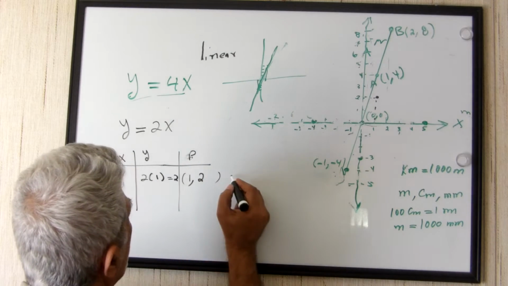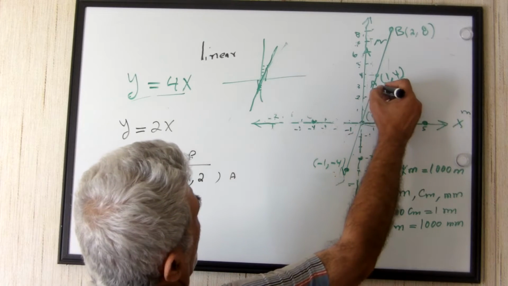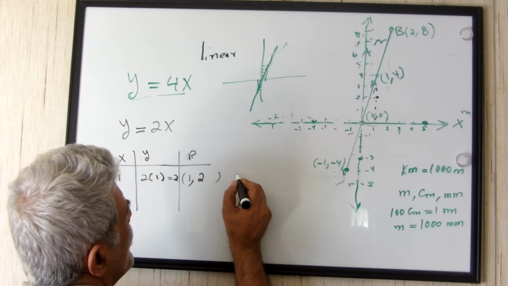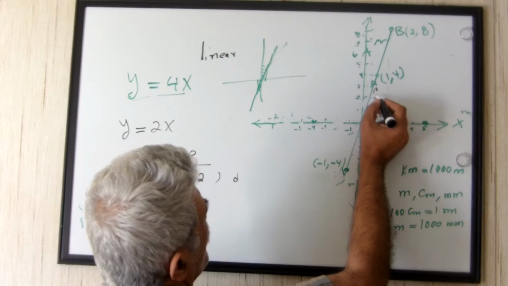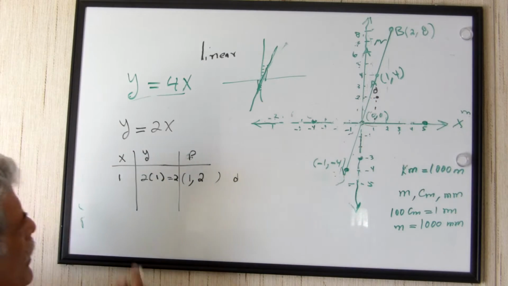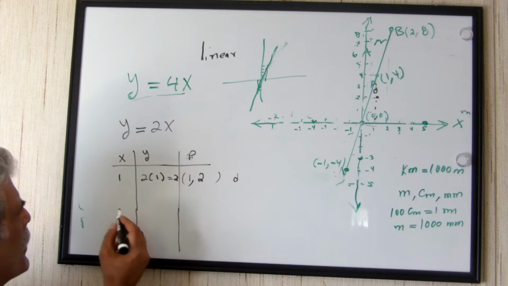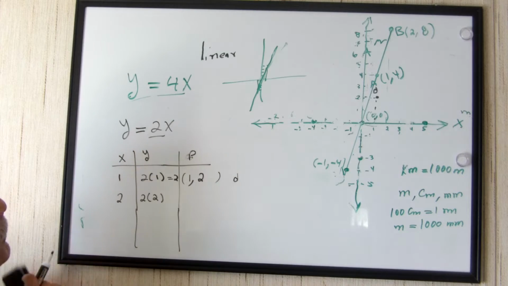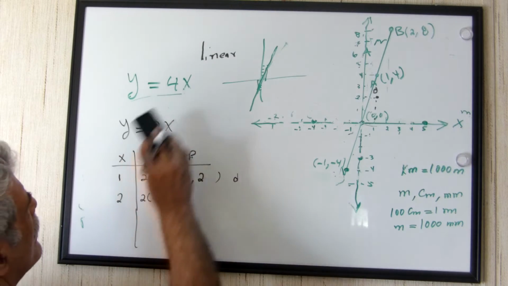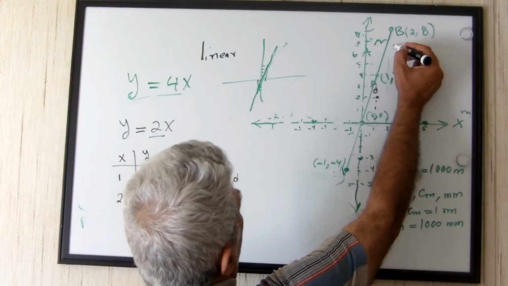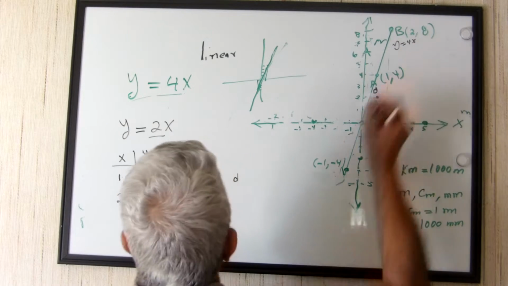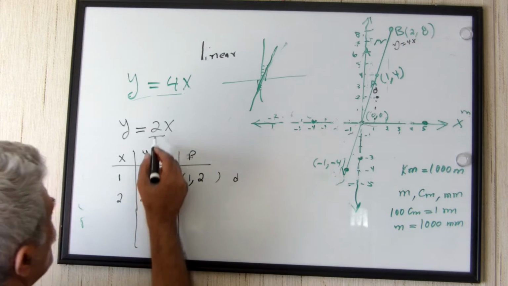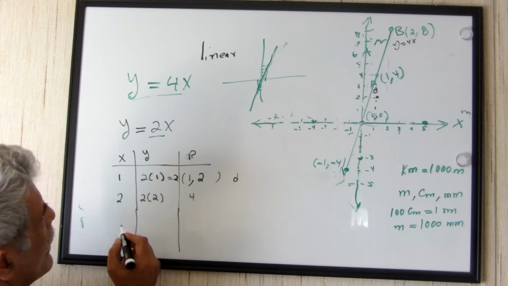This is called point A. No, we had A before. This is point D. Okay, we find a few other points, like 2. It's 2 times 2. See, we use this equation. This one belongs to y is equal to 4x. So 2 times 2 is going to be 4.